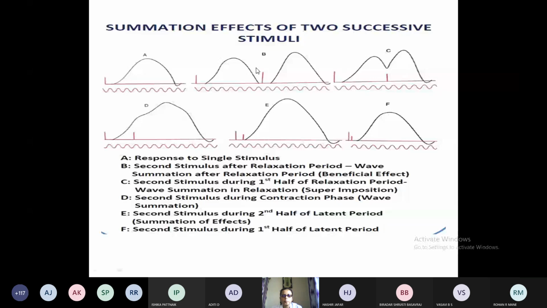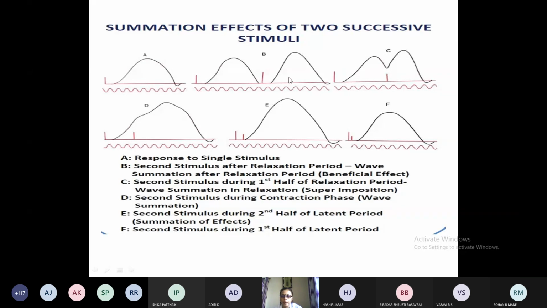Very next is point B. Here, the first graph is showing the simple muscle twitch, but the second stimulus is applied after the abolishing of the first stimulus. Okay, so that we are getting two different individual curves.